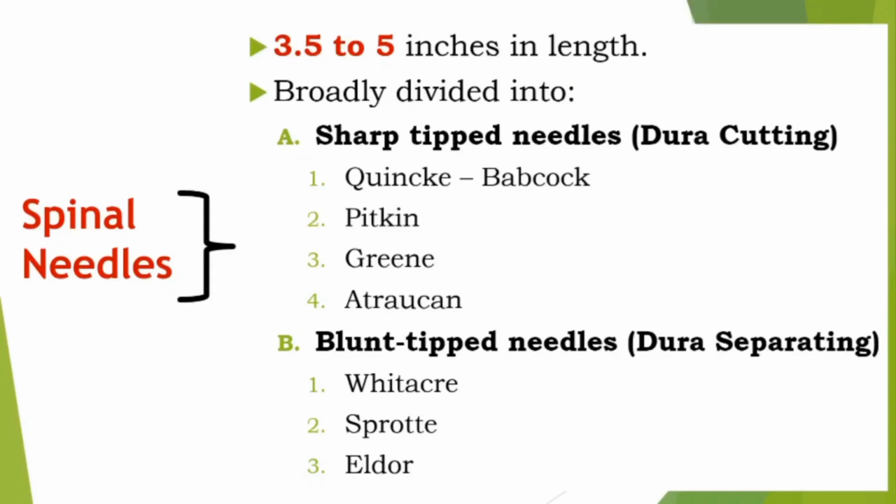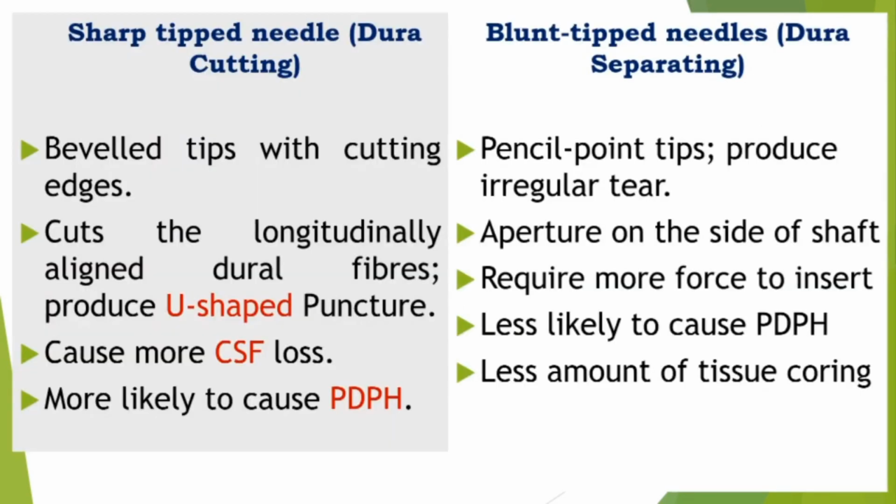Spinal needles are usually 3.5 to 5 inches long and are broadly divided into sharp tip and blunt tip needles. Sharp tip needles are also known as dura cutting, and blunt tip needles are also known as dura separating. Examples of sharp tip needles include Quincke's, Pitkin's, Greene's, and Atraucan, while those of the blunt tip needles include Whitacre's, Sprotte, and Eldor's. Sharp tip needles are beveled tips with cutting edges.